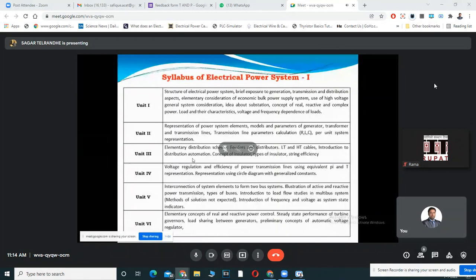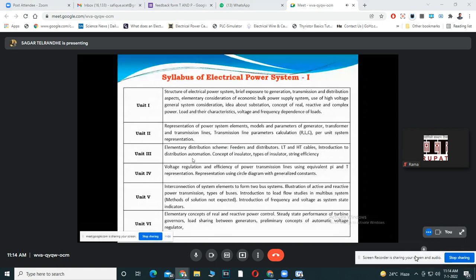The overall discussion of the electrical power system has been done earlier. Today, we'll be discussing the voltage regulation and efficiency of transmission lines, but we'll be starting right from the basics of the transmission. Further, we'll work towards the equivalent pi and T representations of the transmission system.